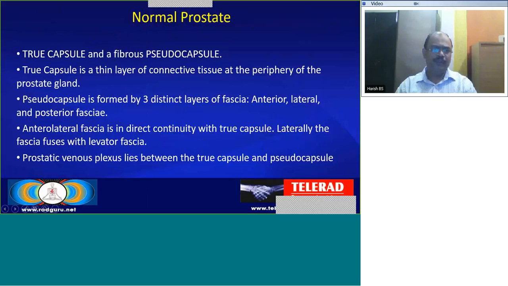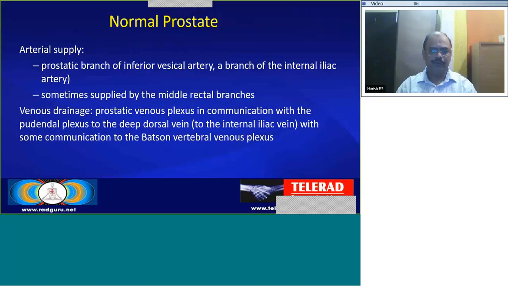The normal prostate has two capsules. One is a true capsule and then the fibrous pseudocapsule. True capsule is a thin layer of connective tissue at the periphery of the prostate gland. Pseudocapsule is formed by three distinct layers of fascia: anterior, lateral, and posterior fascia. Anterolateral fascia is in direct continuity with the true capsule. Laterally, the fascia fuses with the levator fascia. Prostatic venous plexus lies between the true and the pseudocapsule.